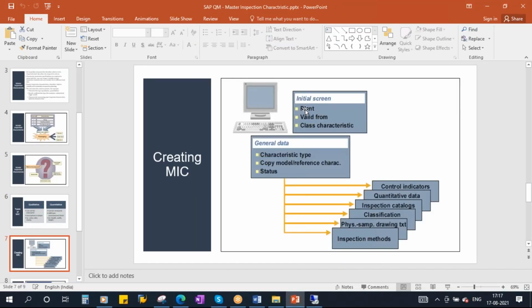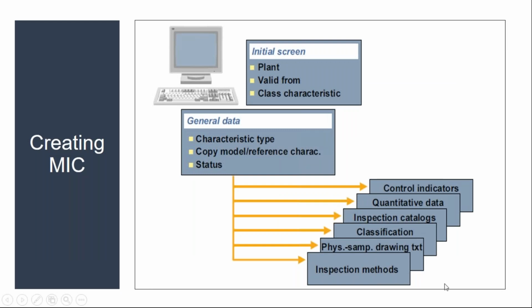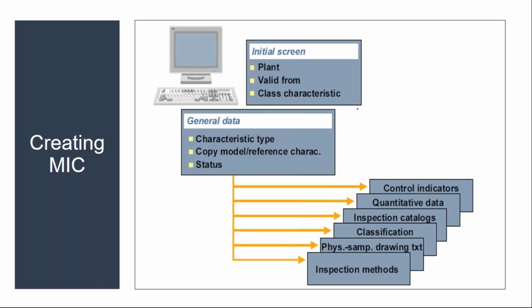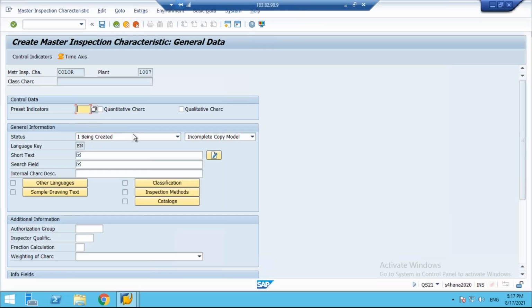On the initial screen you have to enter plant and valid from, which is today's date. Now it will take you to the general data. In the general data, you need to enter the characteristic type, the copy model or reference characteristic, which we will discuss in a minute, and its status. I'll come to these preset indicators when we go to configuration.